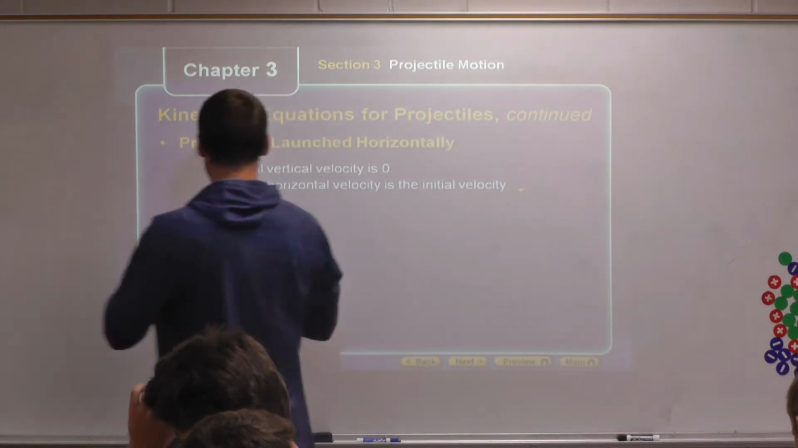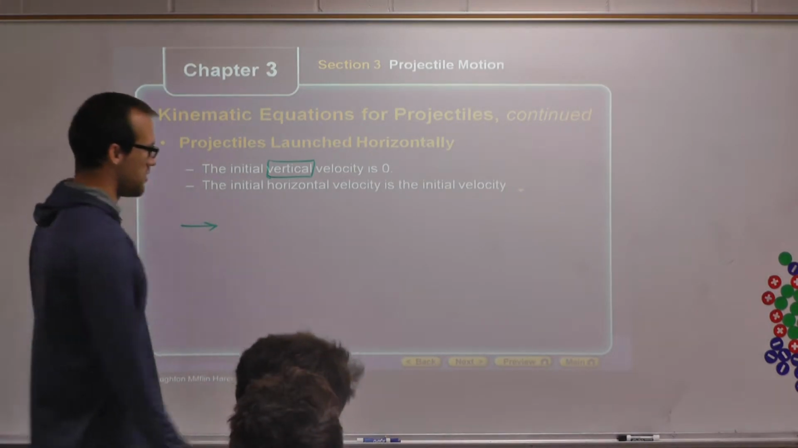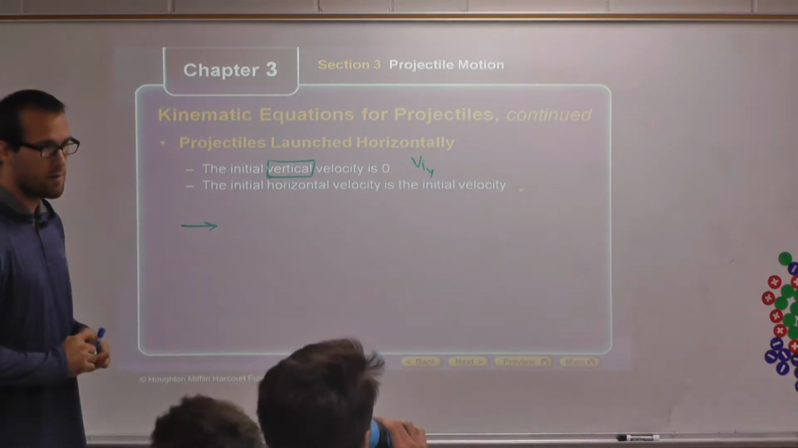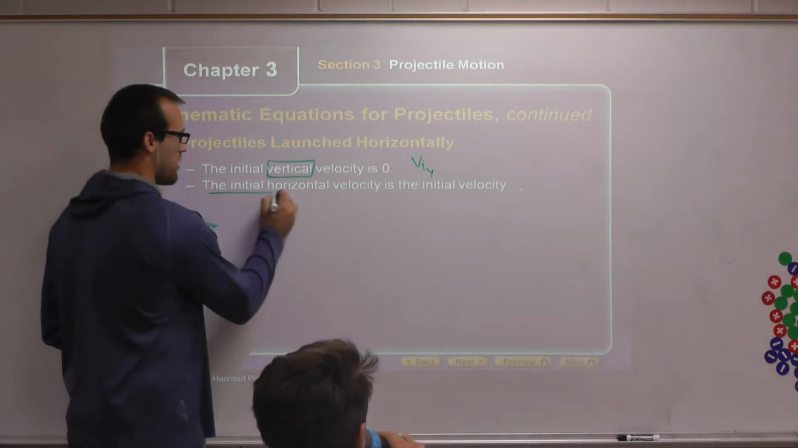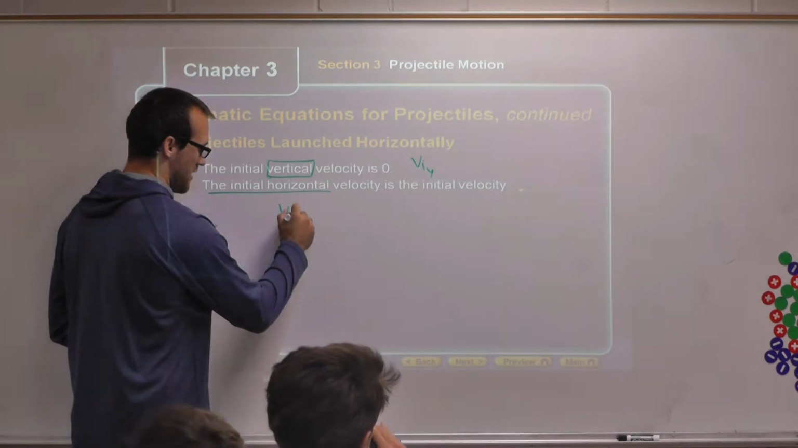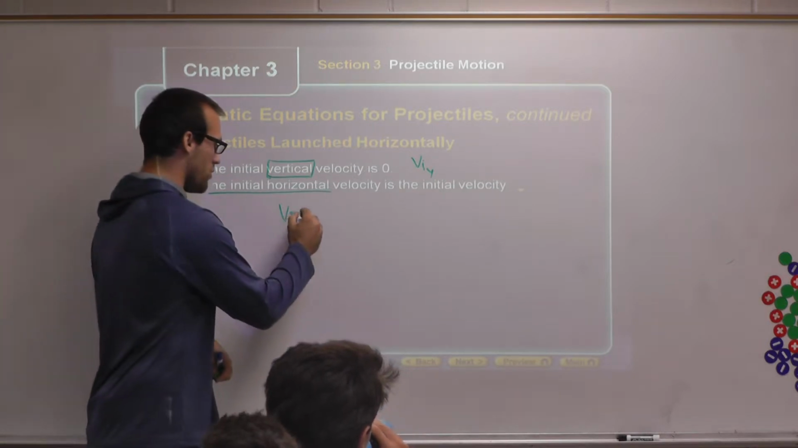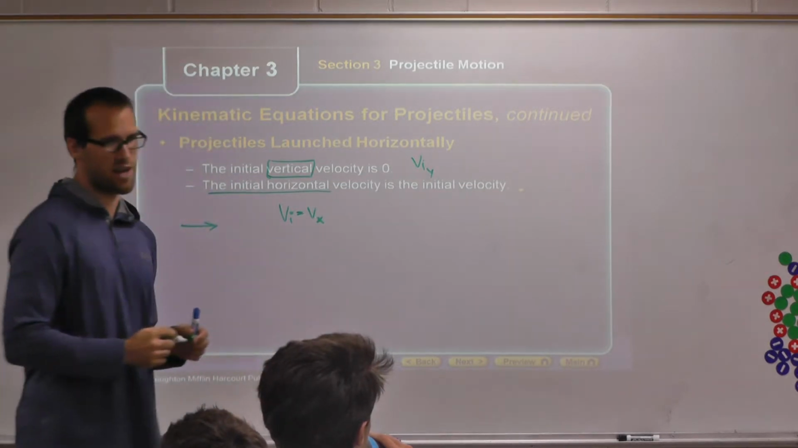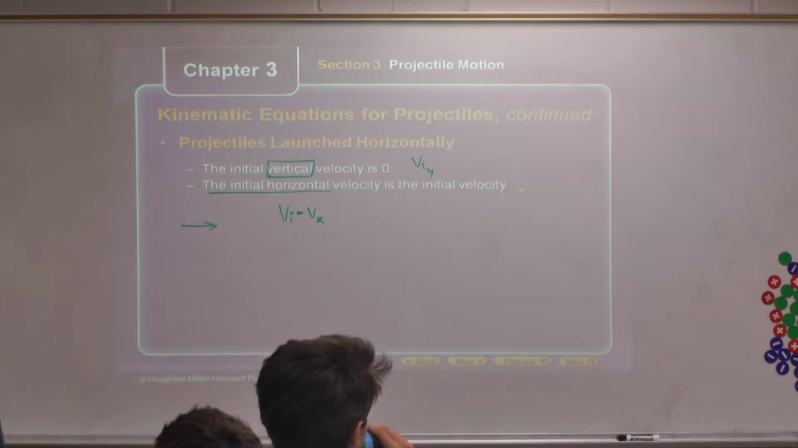Really important here, though. Notice, initial vertical velocity is always what? 0. So your VIY is 0, always, for horizontal projectiles. That makes sense. Your initial horizontal velocity will be your initial velocity. So your VI in horizontal projectile problems will be your VX. You could say VXI if you wanted to. So the VIY is always 0 when you're doing horizontal projectiles.